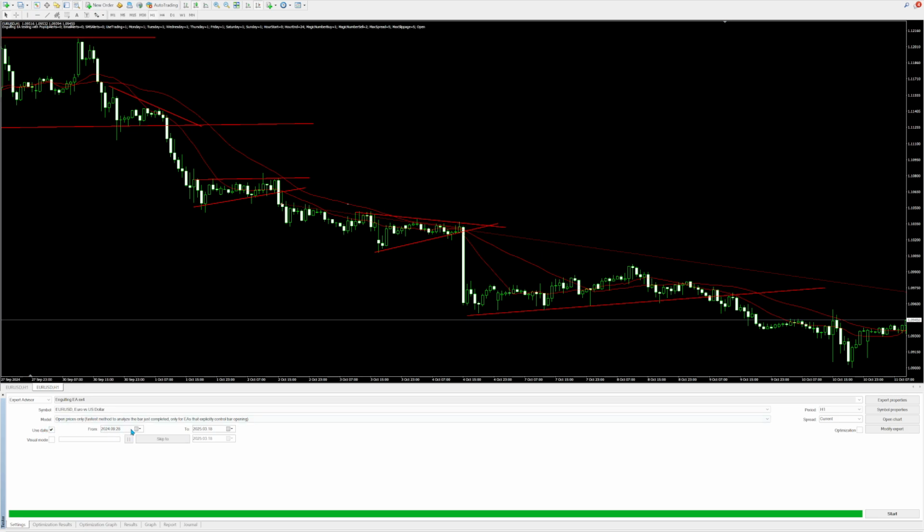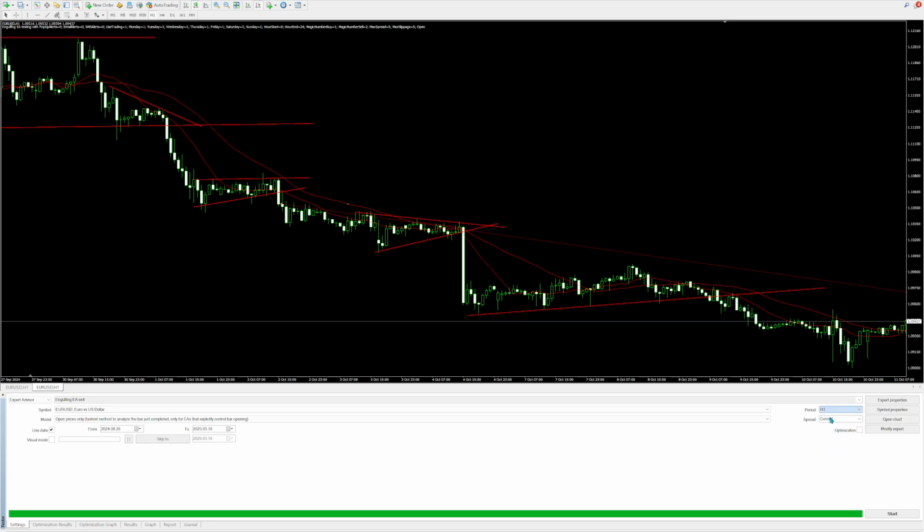So for the date, we can just choose the recent past 5 to 6 months. You can choose as long or as little as you want there. Generally speaking, the more historical data that you test over, the more reliable the results can be. But there's always going to be limitations: curve fitting, over optimization, which I'm going to explain to you now.